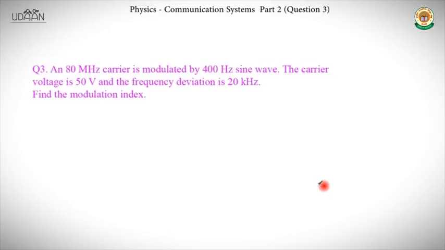This says that an 80 megahertz carrier is modulated by a 400 hertz sine wave. The carrier voltage is 50 volts. So we are given the carrier frequency, the modulating frequency, the carrier voltage of 50 volts, and the frequency deviation of 20 kilohertz. We need to find the modulation index. The question is really simple, but there is a lot of unnecessary info.